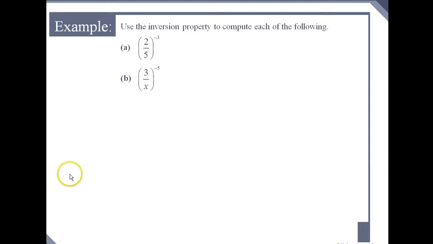Okay, now they're asking us to do some of these and to simplify. So in this first one, this is going to be 5 halves. Now instead of being a negative 3, since we took the reciprocal of this, this will be a positive 3, which then becomes 5 to the third over 2 to the third. And then if we expand that, that's 125. And this is 8.